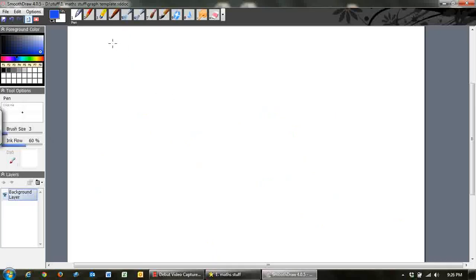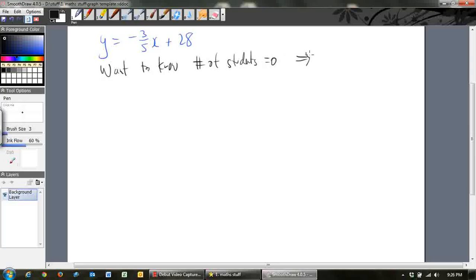Y equals negative 3/5 x plus 28. Okay, that was our equation. What we want is to know when the number of students equals 0. In other words, we want to know when y is equal to 0. So what we do is we use this equation and we substitute in y is equal to 0. So therefore 0 equals negative 3/5 x plus 28. And we just solve this for x.